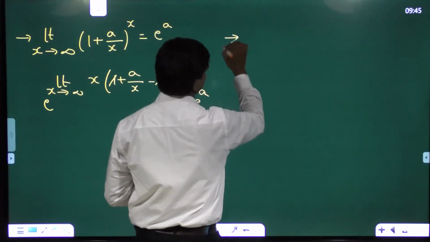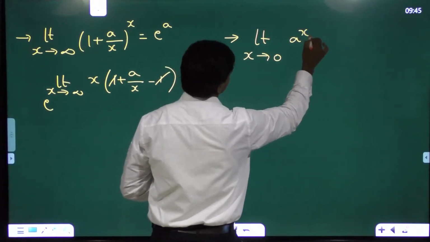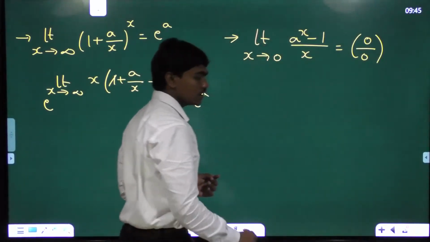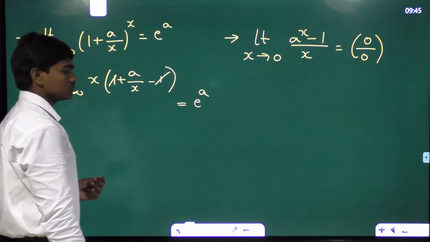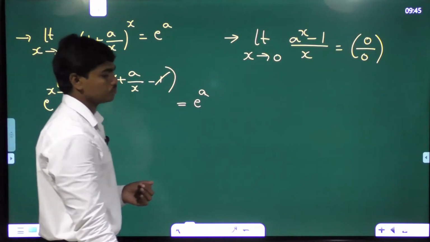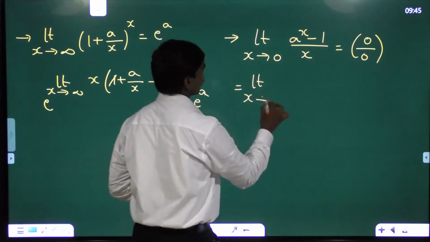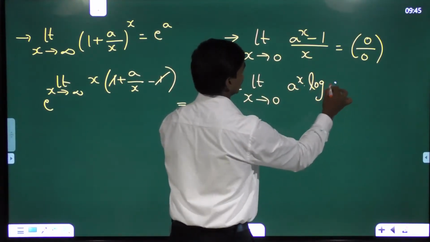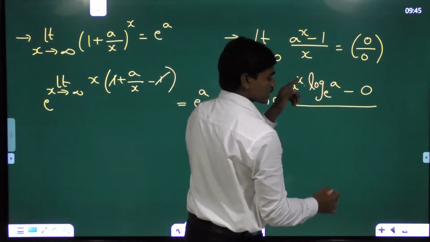Before going for one last limit, I would like to give you another limit: a power x minus 1 by x. If you see, we are getting 0 by 0 form here for this limit as well. Correct? So if you apply L'Hospital rule, the differentiation of a power x is a power x into log a to the base e, minus the derivative of 1, which is 0, divided by the derivative of x with respect to x, which is 1.